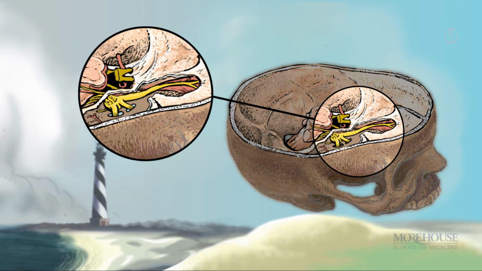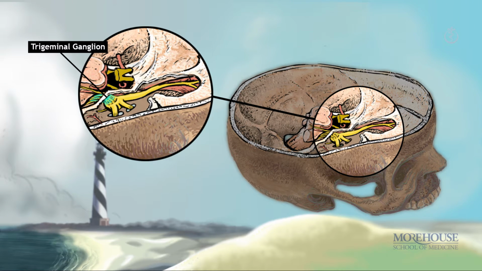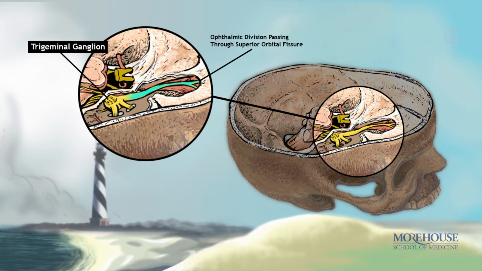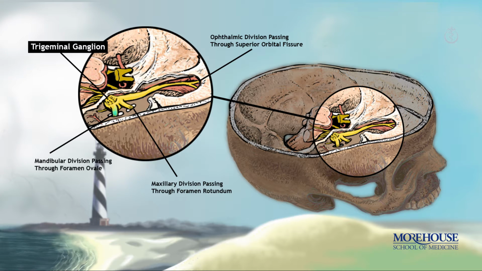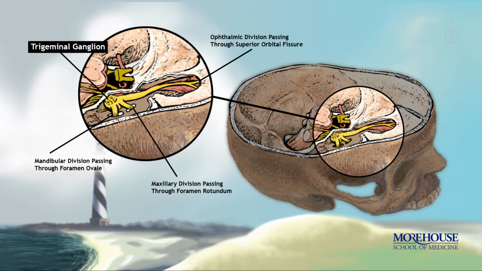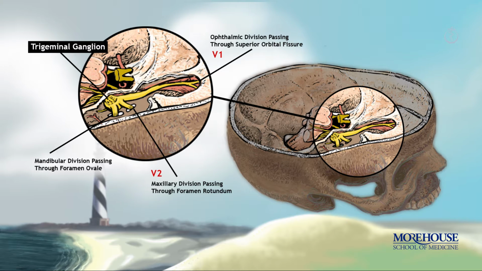Intracranially, the main stem of the trigeminal nerve splits into three divisions: the ophthalmic division, the maxillary division, and the mandibular division. These three divisions are commonly abbreviated by using a combination of Roman and Arabic numeral designations. So the ophthalmic division is often referred to as 5-1, the maxillary division is referred to as 5-2, and the mandibular division is referred to as 5-3.